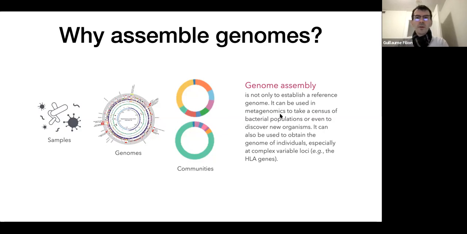It can also be used to obtain the genome of individuals, especially at complex variable loci. For example, the HLA gene. Sometimes you would actually reassemble locally the genome of individuals because the organization of that locus would be different between people. So the simplest is just to reassemble it from scratch every time. So there are many reasons why you don't assemble the genome just once. That's not something we do just once for the human genome. You would have genome assembly tasks that are still ongoing today.